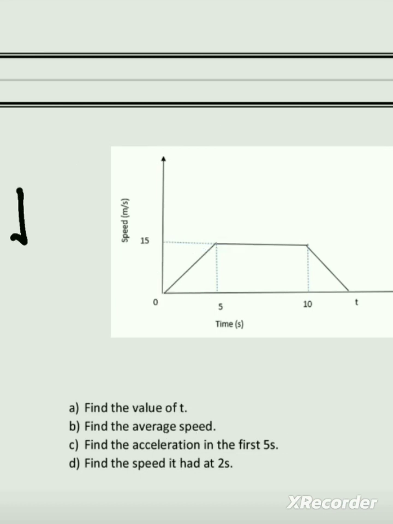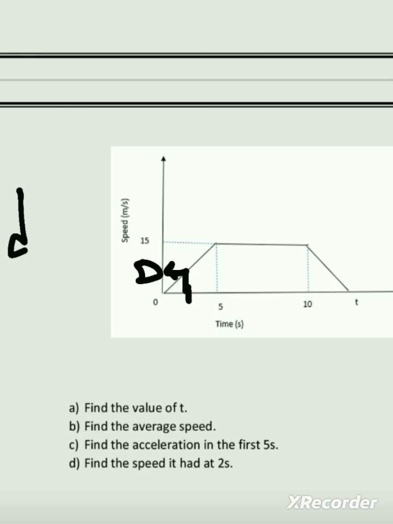Question D. Find the speed it had at 2 seconds. So this one is now interesting. Find the speed it had at 2 seconds. Where is 2 seconds? 2 seconds somewhere here. We're not sure. So if we go up, we meet the graph there. Okay, let me do it properly. We meet the graph there. If we go this side, the speed must be somewhere here, but we don't know. It has to be between 0 and 15, but we don't know that speed.